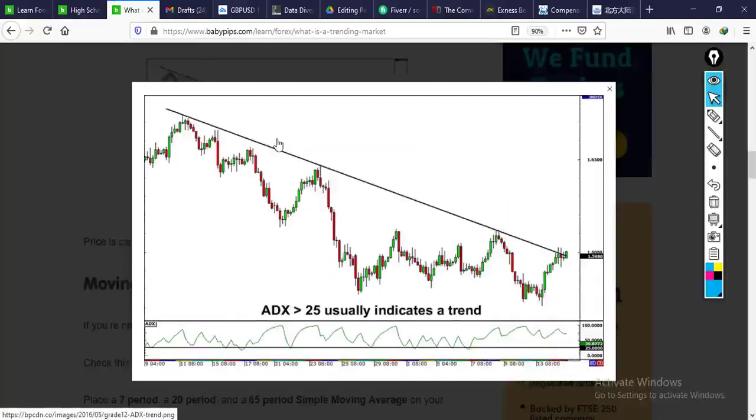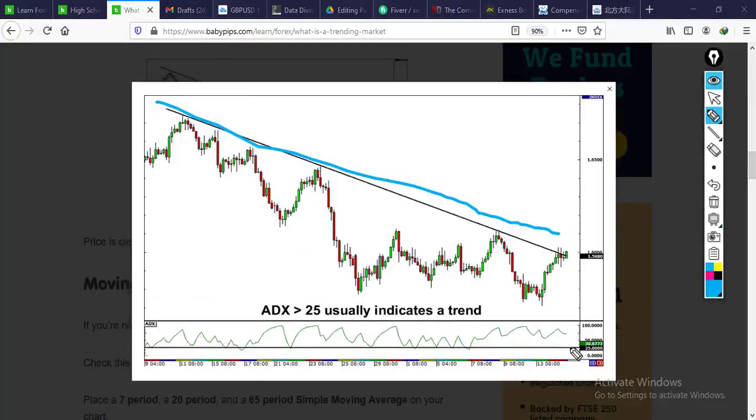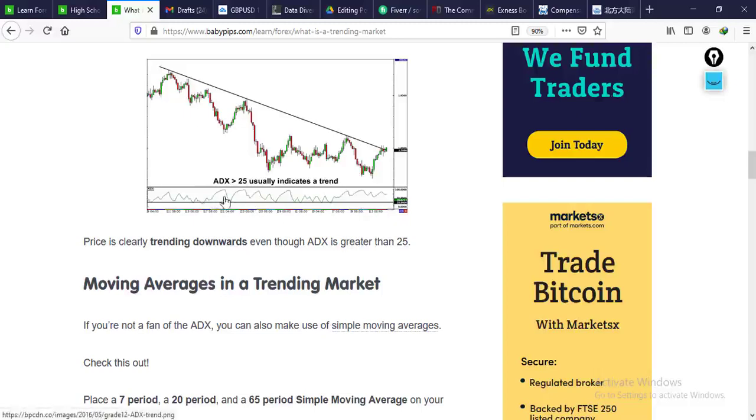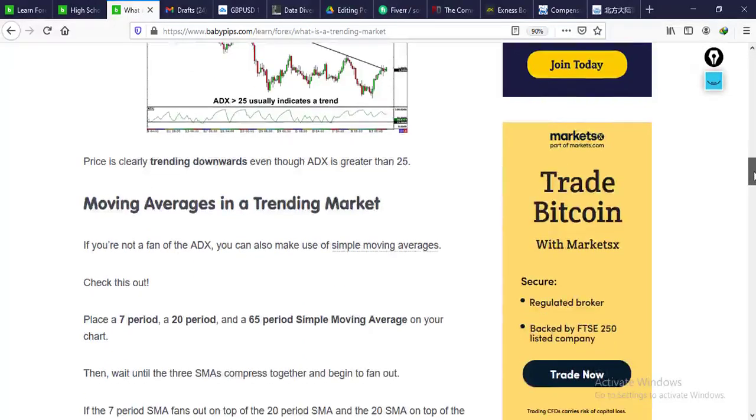So look at this chart here, the price is trending down but the ADX is reading above 25, right? It's somewhere between 30 and so on. Look here, you'll find it here, 30, 67, 77. So it's trending down but the ADX is showing us that the trend is strong. So it's a lagging indicator.